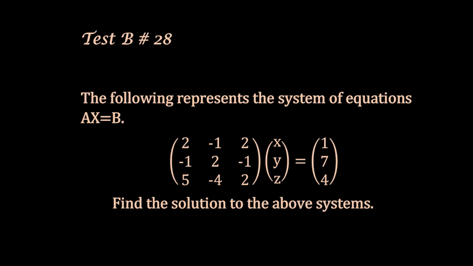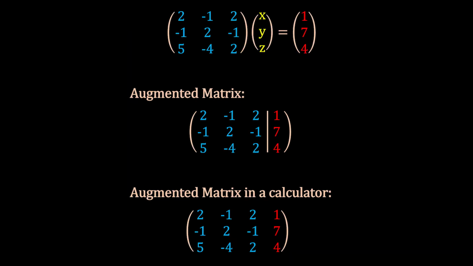For this question, they want us to find the solutions to this system of equations. So if you remember, the first thing we're going to do here is turn this guy into an augmented matrix. Notice how this yellow matrix or variable column vector goes away.